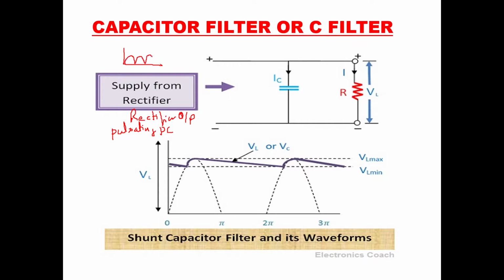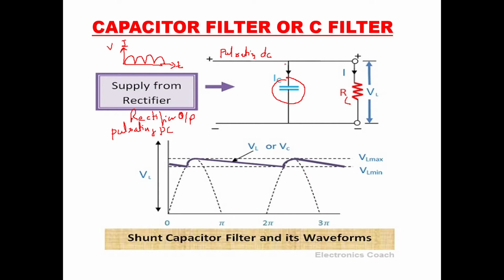This was the output for the full wave rectifier. This is with respect to time, and this is current or voltage, you can take either. Now, when this is passed through a parallel capacitor, which you can see here in parallel with the load, this is the load resistance. Here you have pulsating DC, that means DC along with an AC component.